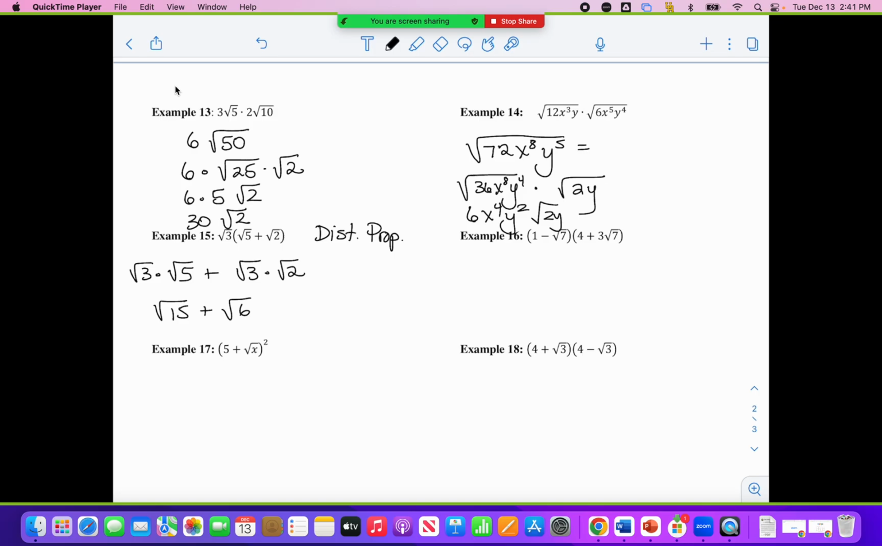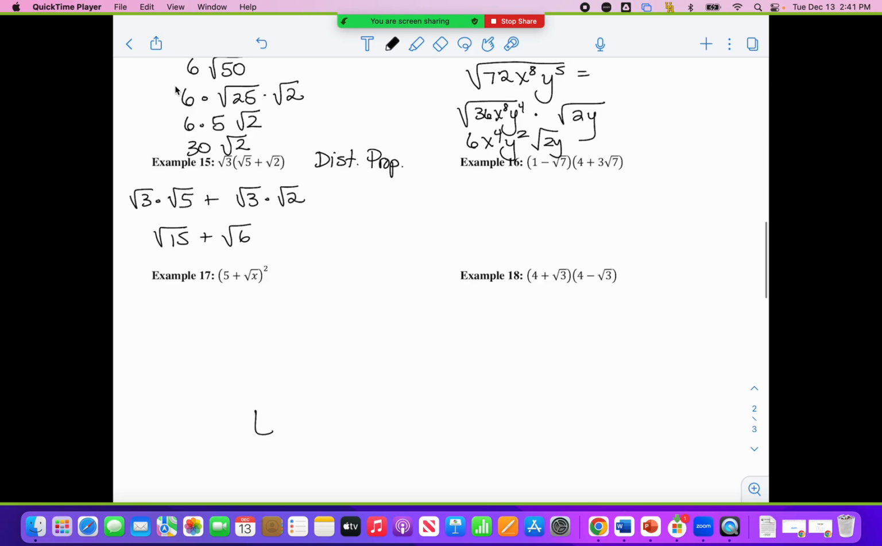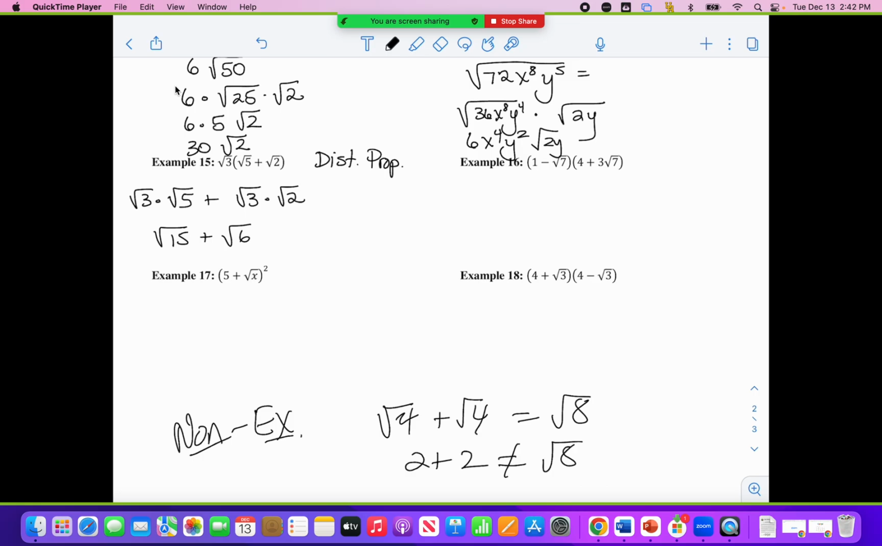There's no math property that says the square root of 15 plus the square root of 6 is the square root of 21. That's like a big false. Like, think about that. Let's do a test. And we're going to do a non-example. If I said square root 4 plus square root 4 is square root 8, 2 plus 2 is not. Do you see that? Like, there's my counter example. It's not true. So don't do that.